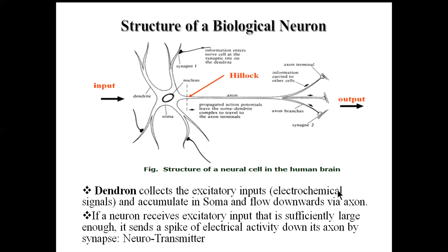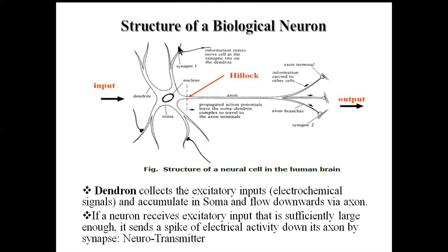Okay, so this is basically the structure of a biological neuron. You can see the excitatory input, which means electrochemical or sensory signals, coming into this section of the neuron. These sections are called dendrons, which have receptors that can receive electrochemical signals from other neurons. And this section is called the dendrite.